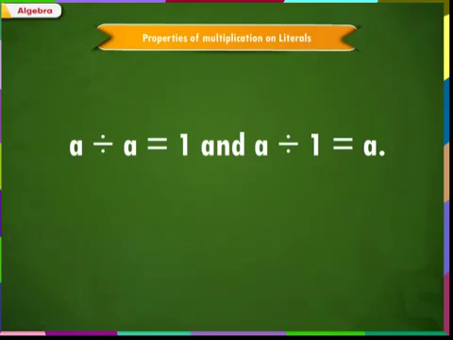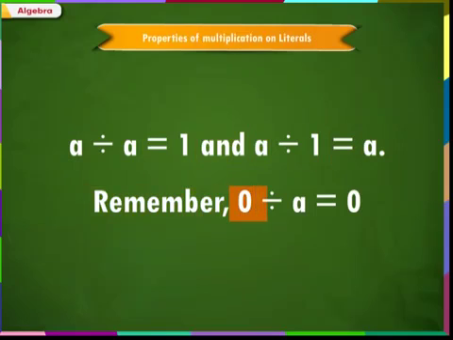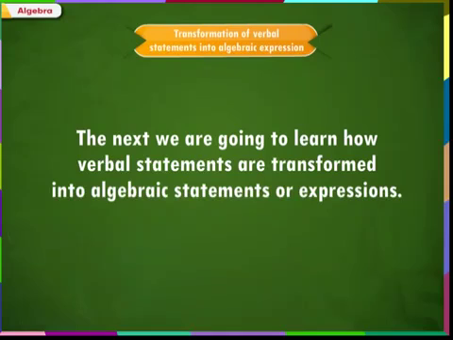However, for division of literals, we just have the following properties. A divided by A is equal to 1 and A divided by 1 is equal to A. Remember, 0 divided by A is equal to 0. Next, we are going to learn how verbal statements are transformed into algebraic statements or expressions.